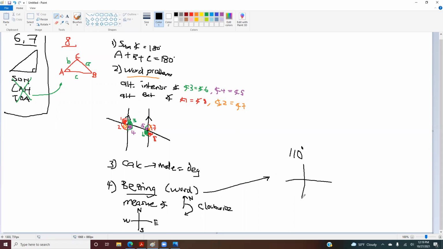you have to measure it from the north and it goes clockwise. So this is 90 degrees and then you go a little bit more. So this is bearing 110 degrees. You guys with me?